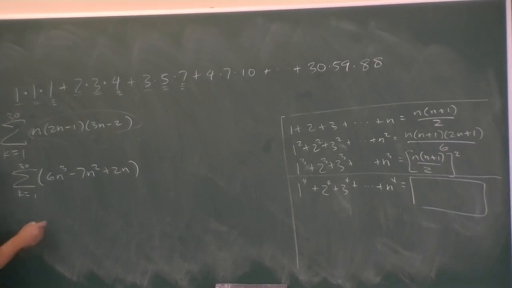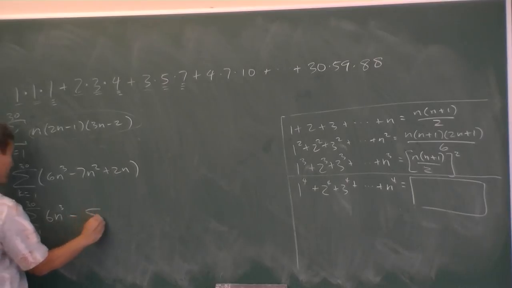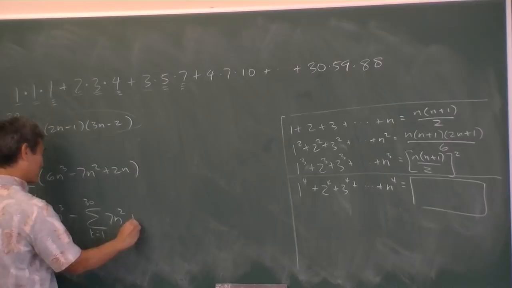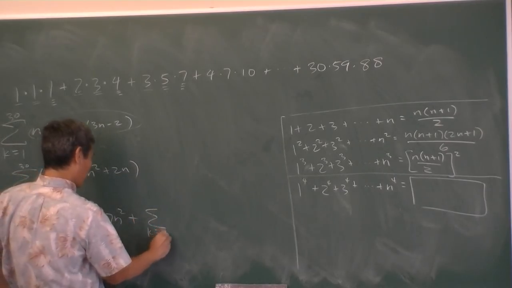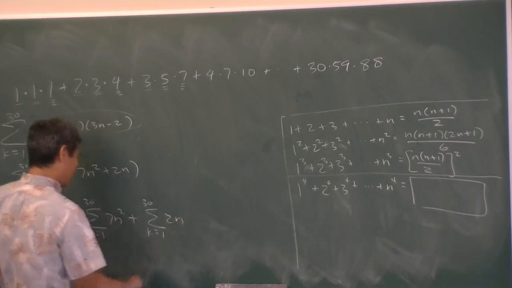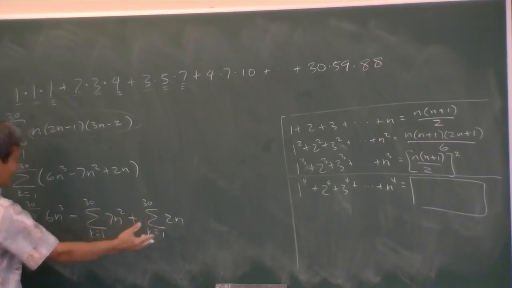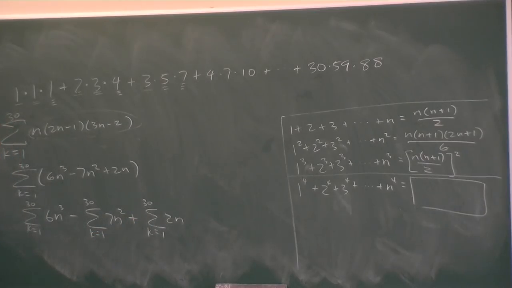Okay, now watch what I'm going to do. K equal 1 to 30. Can I do this? Can I make separate sigmas? Like this? Split it up into separate sigmas. K equal 1 to 30, 2n. Is that legal? Yeah, you know why? It says so in the notes. Anytime you add or subtract, you can split it up into separate sigmas, because all that is just you're regrouping the terms.